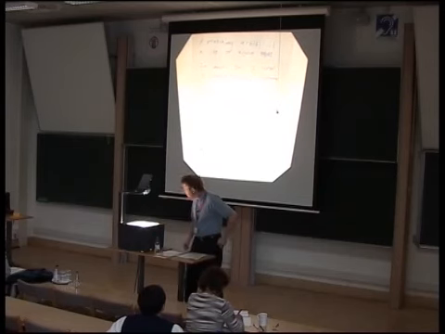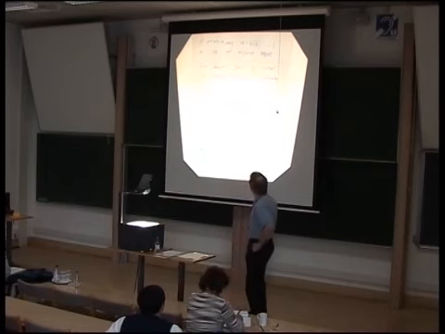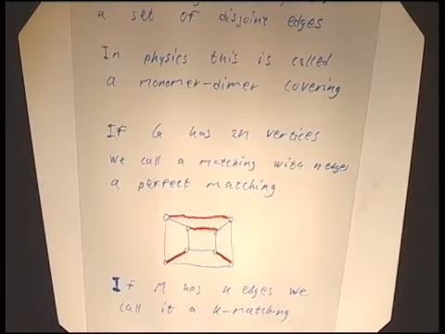A matching in a graph is a subset of the edge set, and all the edges in a matching are disjoint. And in physics, this is usually called a monomer-dimer covering, and is sometimes imagined as a model of two different types of molecules covering some lattice-like graph.